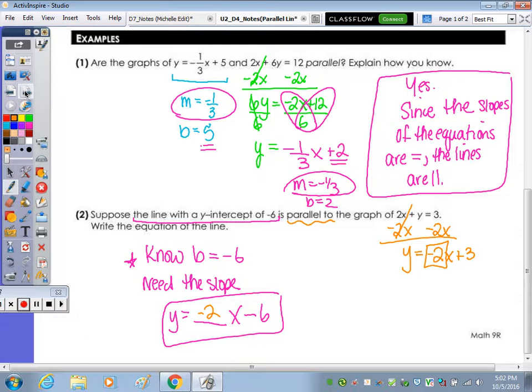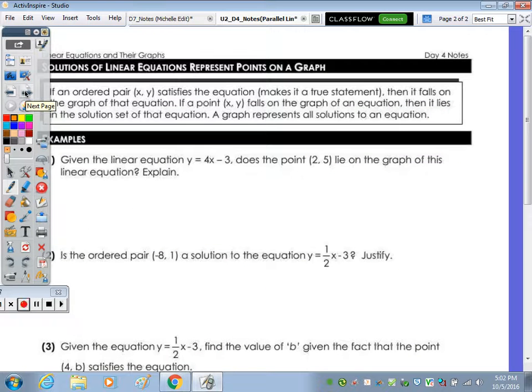So slopes of parallel lines are equal. On the back side, we're going to take a look at what all of the points on a graph represent. Reading in the box, it says, if an ordered pair (x, y) satisfies the equation, which means it makes it true when you plug the x and the y in, then it falls on the graph of that equation. If a point (x, y) falls on the graph of an equation, then it lies in the solution set.